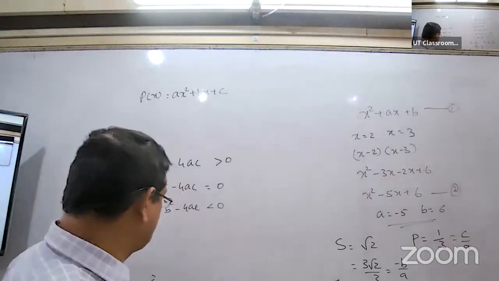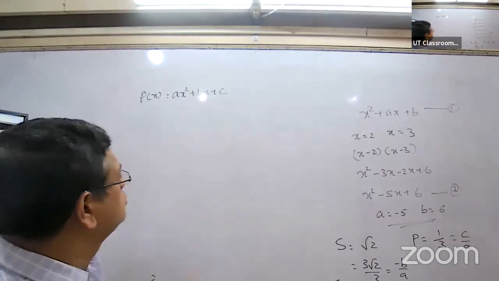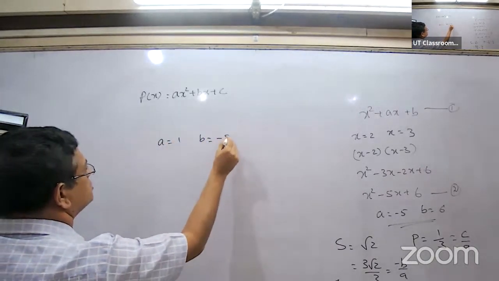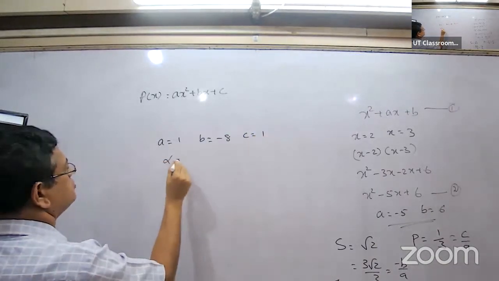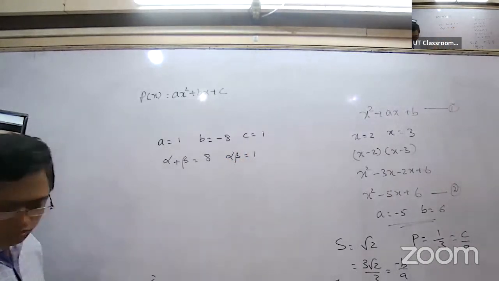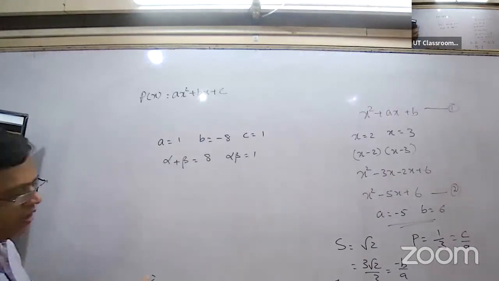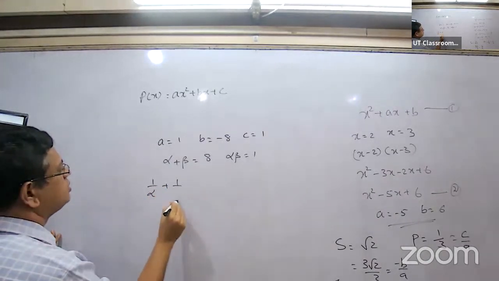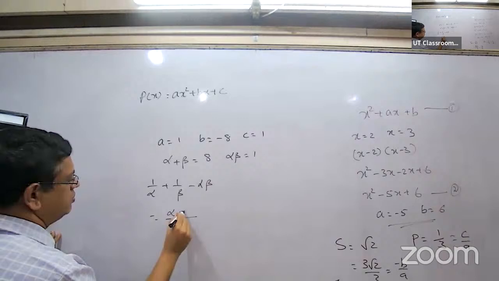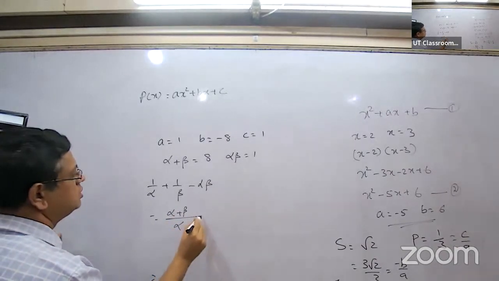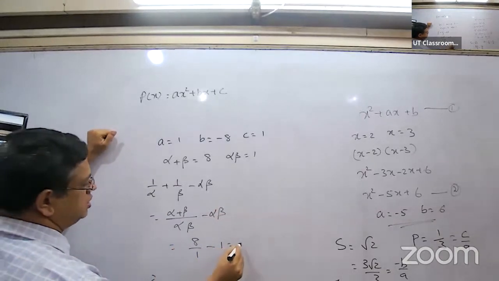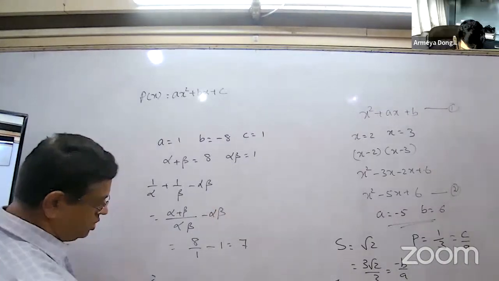What is the value of A? What is the polynomial? x square minus 8x plus 1. So A is 1, B is minus 8, C is 1. So alpha plus beta, minus B by A, means 8. Alpha beta, C by A, means 1. What do you have to find out? 1 by alpha plus 1 by beta minus alpha beta. So 1 by alpha plus 1 by beta means alpha plus beta upon alpha beta, minus alpha beta. Alpha plus beta is 8 upon 1 minus 1. 8 minus 1 is 7. True or false? True. The answer is 7.